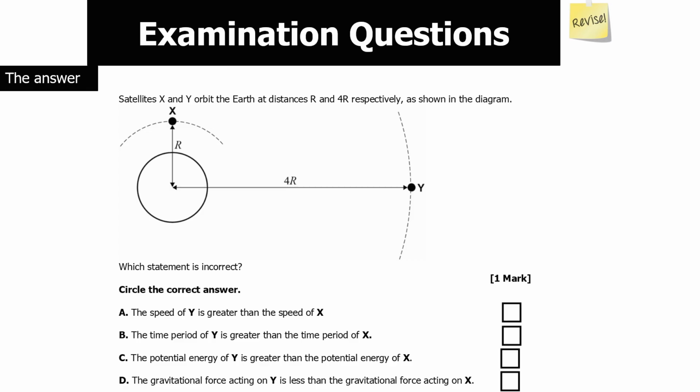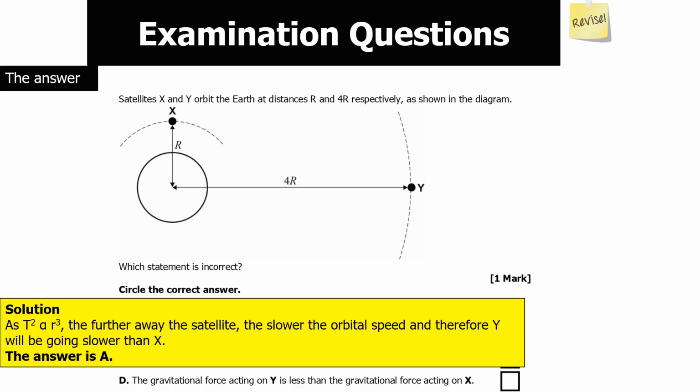Right, how do you answer this question? We know that T squared is directly proportional to r cubed, Kepler's law of orbits, so the further away the satellite, the slower its orbital speed, and therefore Y will be going slower than X. From that idea, the only correct answer can be A.